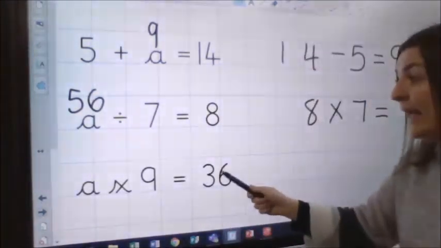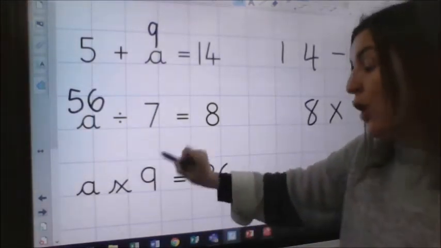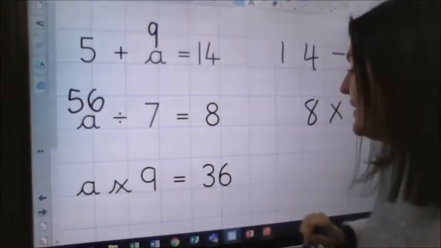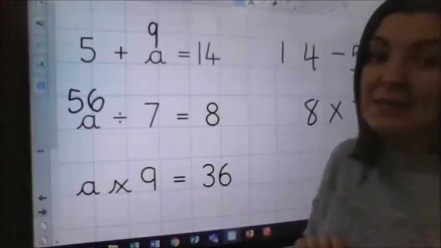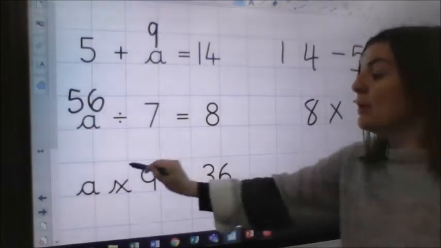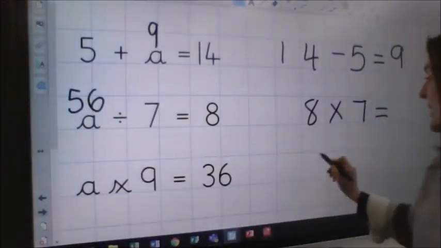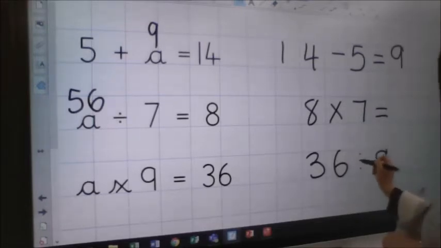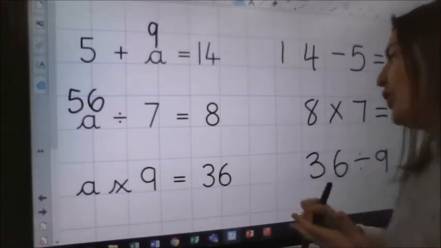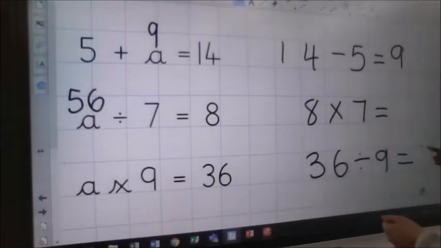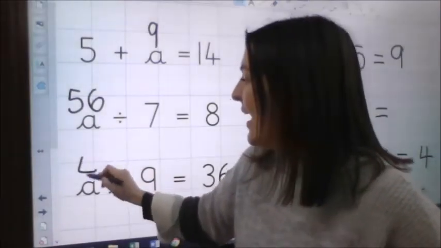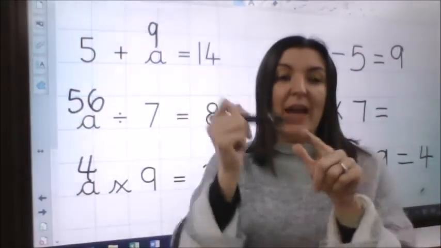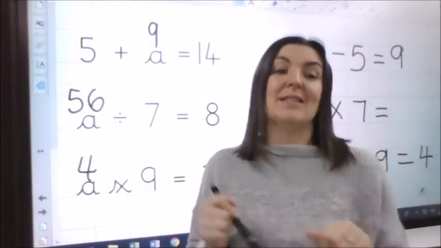And then finally, another one that you've got is just like this. So A multiplied by 9 is 36. So A just means missing number. So to find the missing number, I'm going to use the inverse, which is divide. So 36 divided by 9. So 9, 18, 27, 36. That would be 4. So then I can put it there, check it. So 4 times 9 is that 36. 9, 18, 27, 36. Yes, it is.